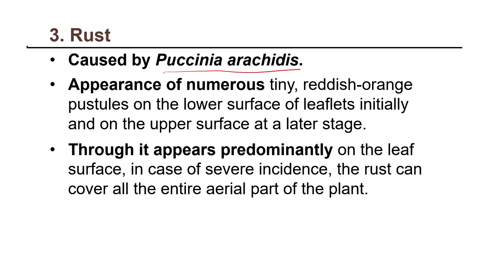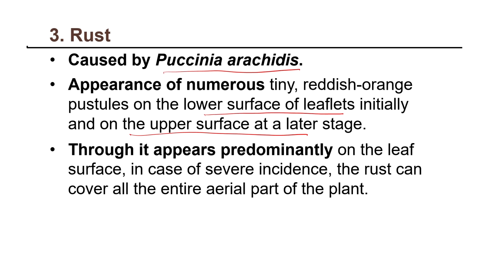Appearance of numerous tiny reddish orange pustules on the lower surface of leaflets. It starts on the lower surface of the leaflets initially and on the upper surface at a later stage. So, the beginning happens from the lower surface, but in the advanced stage these pustules can come to the upper surface also. Though it appears predominantly on the leaf surface.